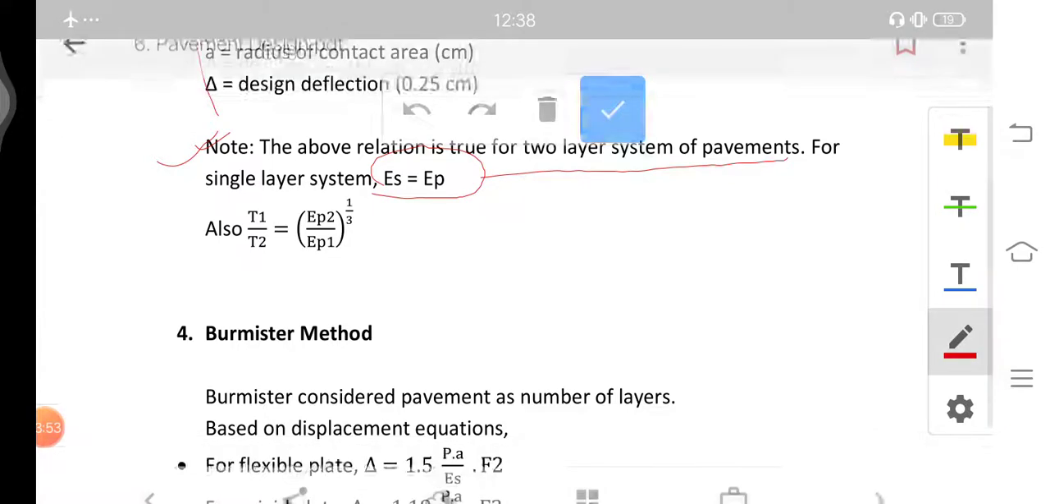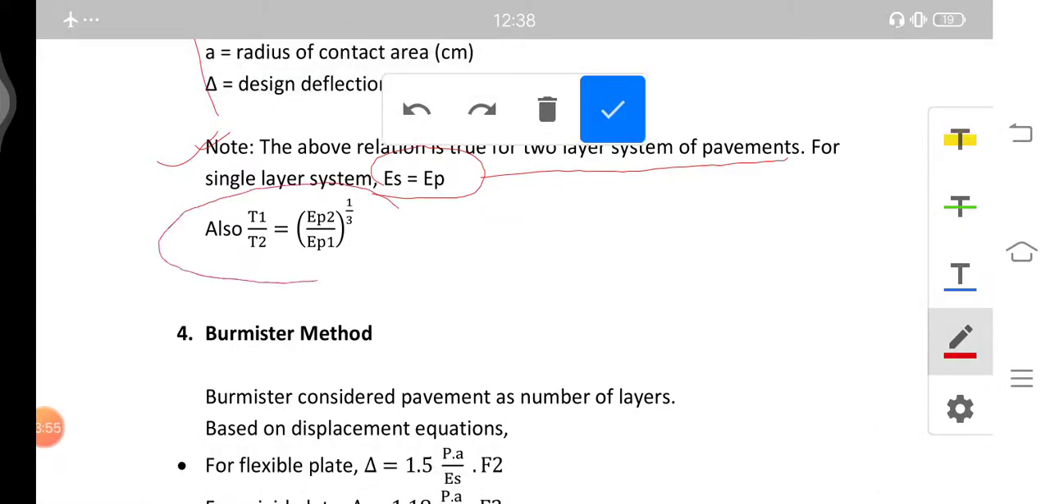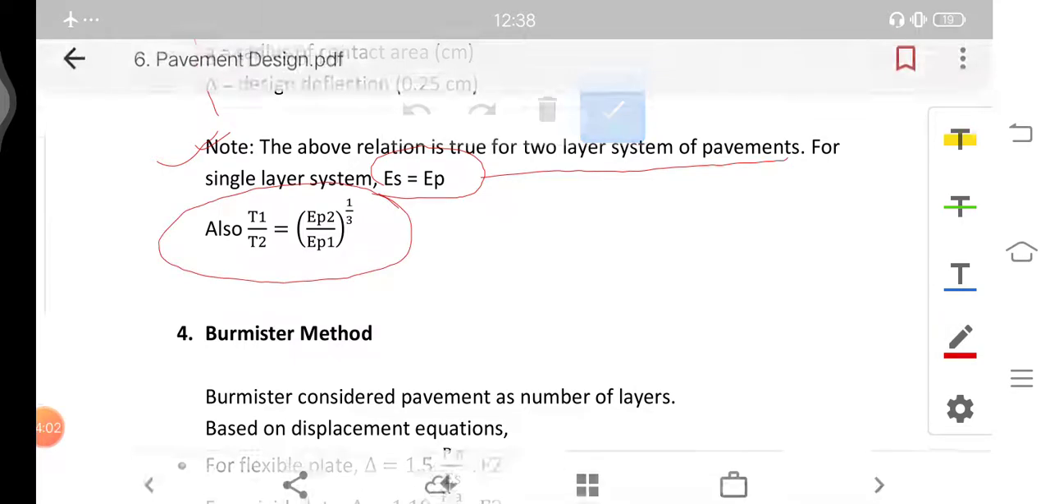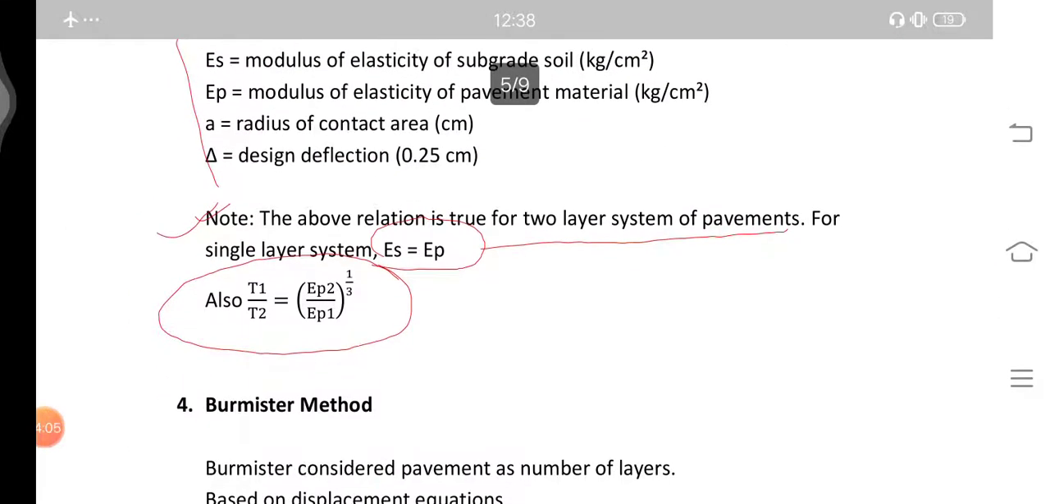Also, if you have a layered system, the thicknesses T1 and T2 will be given by (EP2 upon EP1) whole to the power 1 by 3 if the pavement material is in layers.